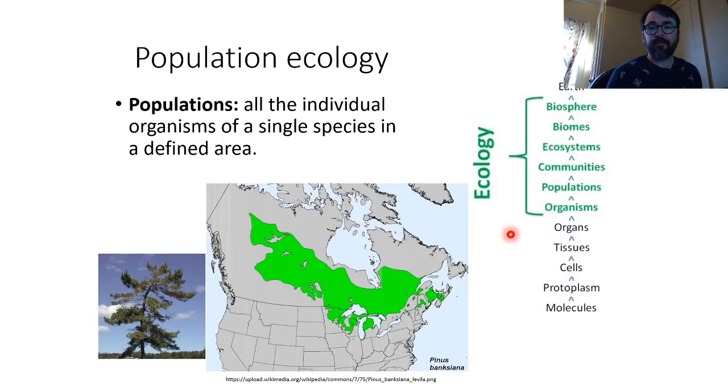Okay, so just a bit of review. Remember we talked about the definition of populations. They're all the individual organisms of a single species in a defined area. We talked about how there is a hierarchy of different levels of ecology, and so we're skipping over the organisms for the time being, and we're going to think a little bit about populations. And remember, I used the example of jack pine for no other reason than I think it's a pretty tree, and we can see that this is the distribution of the population of jack pine throughout North America, and that includes their southernmost distribution in the north of Indiana at the sand dunes.